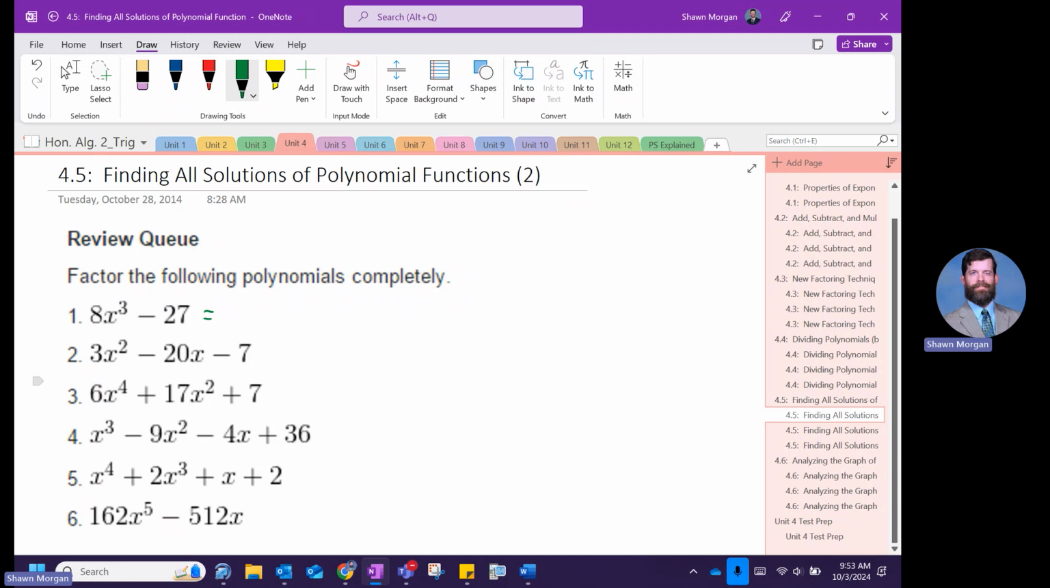This first one is the difference of cubes. So we got 2x and 3. Those are my a and b values. So I got 2x minus 3, and then I got 4x squared plus 6x plus 9. Does that shake out with what you guys got? Yeah. All right, that's the difference of cubes.